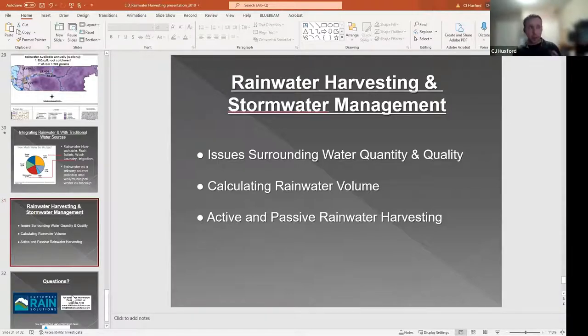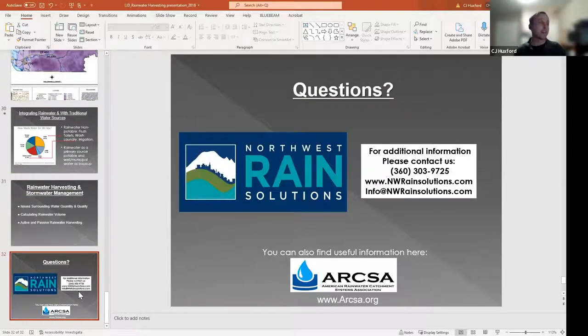Then we talked a little bit about how we calculate rainwater volume and the considerations we make when we calculate the volume of runoff from an impervious surface. And the difference between active rainwater harvesting, catching water in a rain tank to then be reused, and passive rainwater harvesting like rain gardens and bioinfiltration, where the water is put right into the soil to then be used by the plants at that time.